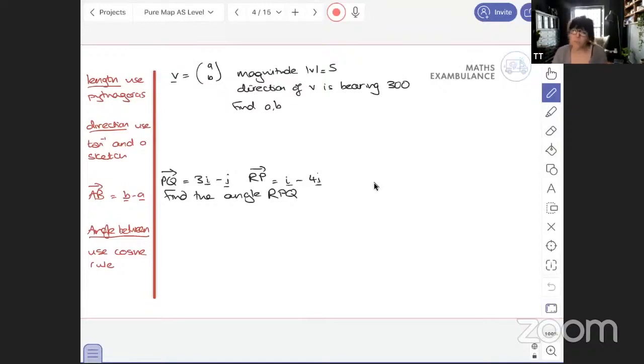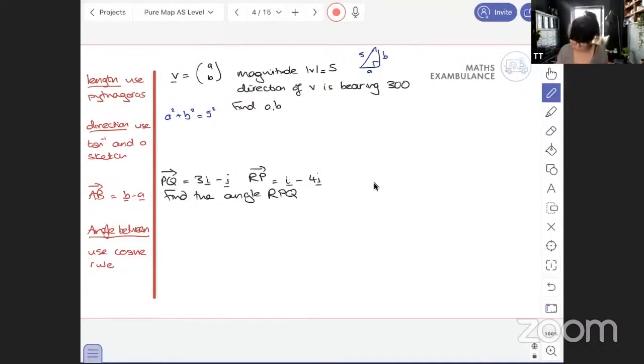So how can we do that? Well, magnitude is length, Pythagoras. So we know for sure, and this bit is easy, that a squared plus b squared is 5 squared. Okay, the length, that's Pythagoras. I was going to say it's going that way and then that way. So this length is 5. So a squared plus b squared is c squared.